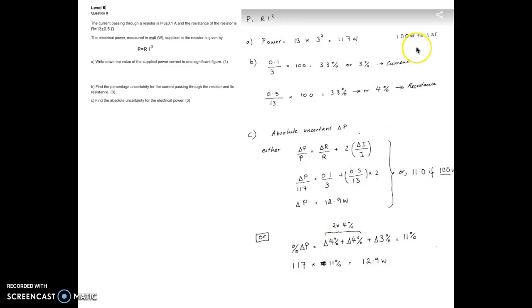Now, earlier on in the question, it asked you to give one significant figure. So one of you did this correctly earlier, and you wrote 100. So if you used that value, you would end up with 11.